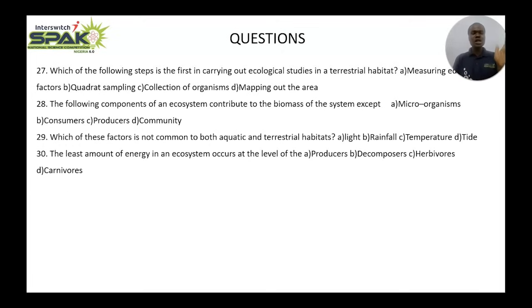The least amount of energy in an ecosystem occurs at the level of the what? A, producer; B, decomposer; C, herbivores; D, carnivore. The least amount of energy occurs among the carnivores. The producer has the highest, followed by the herbivores, which consume directly on the producer, and the consumers follow. So the least is among the carnivores, because they are usually on top of the tertiary consumer.